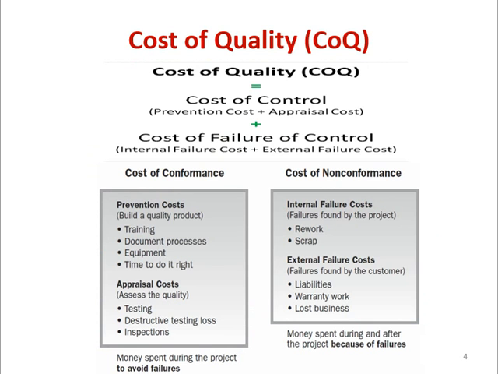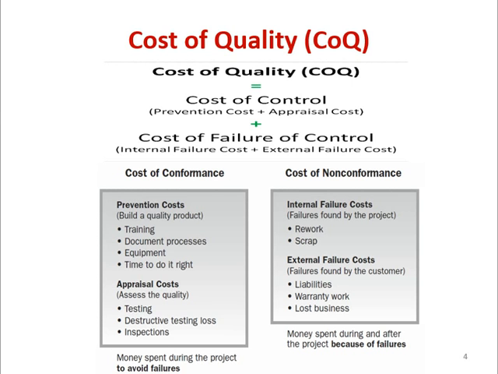Moving on to the next slide, we have cost of quality. So what exactly is the term cost of quality, which will be acronym as COQ? So cost of quality is equal to cost of control plus cost of failure of control. So what exactly do these terms mean? So when we talk about cost of control, it again is a combination of prevention cost plus the appraisal cost. We will discuss these terms in depth in the same slide. And when we talk about the cost of failure of control, again it includes an addition of two components, which is internal failure cost and also external failure cost.